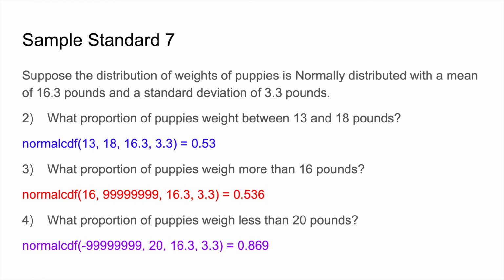And finally, what proportion of puppies weigh less than 20 pounds? If we're asking about weighing less than 20 pounds, that means that 20 pounds is the largest weight that we care about. So that's why 20 here is your upper boundary. Be very careful of that. Your lower boundary needs to be a really, really negative number. So I just did negative and then 8 different nines. Gigantic negative number. And again, it wants to know the mean and the standard deviation so that it can spit out that 86.9% of puppies weigh less than 20 pounds. And that is standard 7, the normal curve.